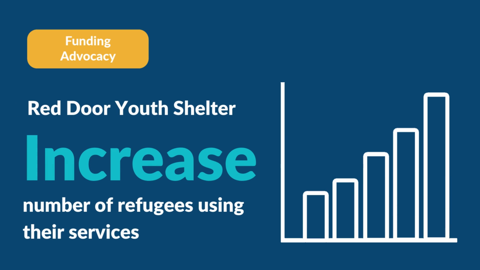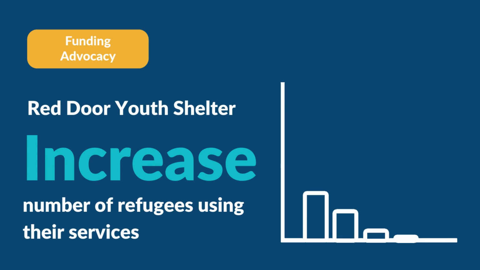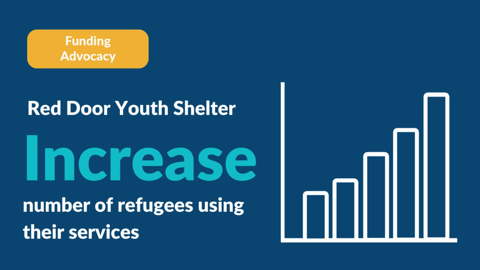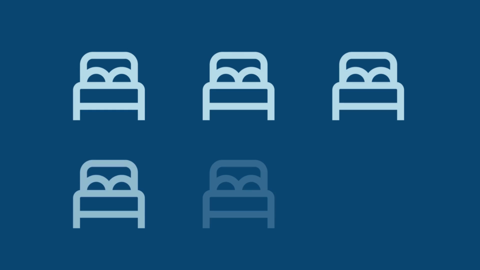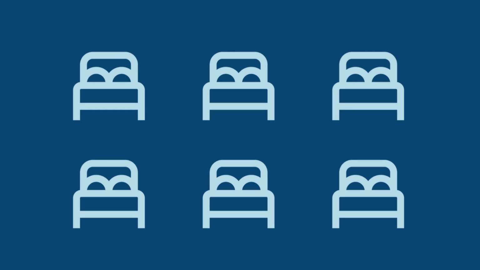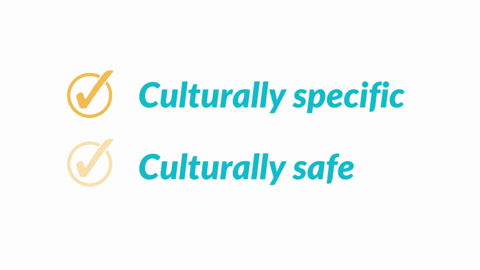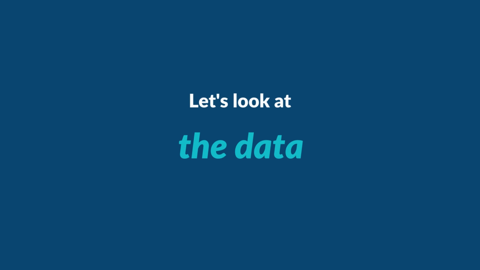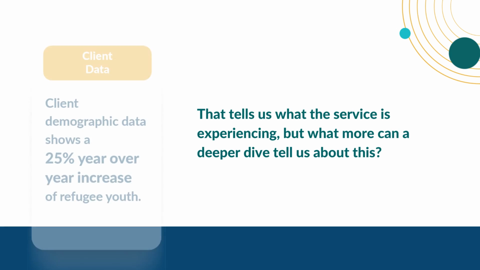In this example, the Red Door Youth Shelter is seeing an increase in the number of refugees using their services. They would like to make the case to funders for a 6-bed transitional housing program, which supports refugee youth for at least a year, focusing on culturally specific and culturally safe supports. Let's look at the data that's available to the Red Door Youth Shelter to make the case to funders.